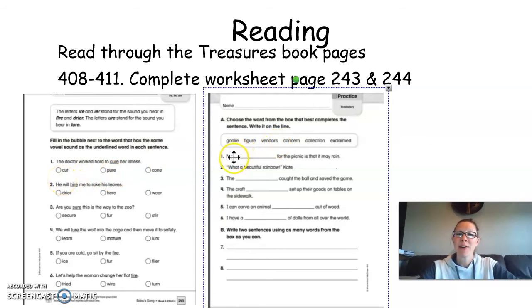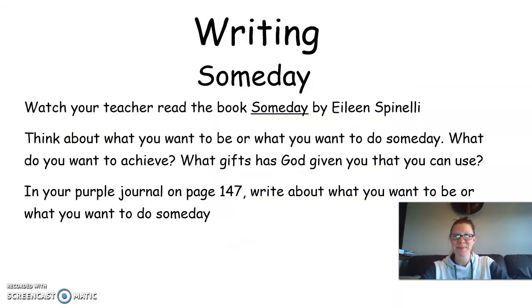For vocabulary words, you have the words goalie, figure, vendors, concern, collection, exclaimed. Fill in the words in the correct spots. And then number 7 and 8, it says write 2 sentences using as many words from the box as you can. Challenge: see if you can use all 6 words in your sentences today.